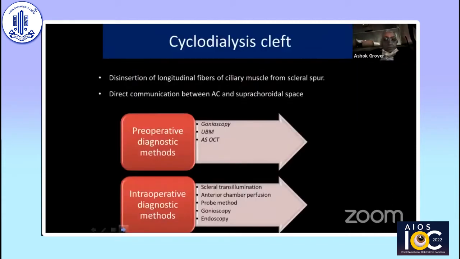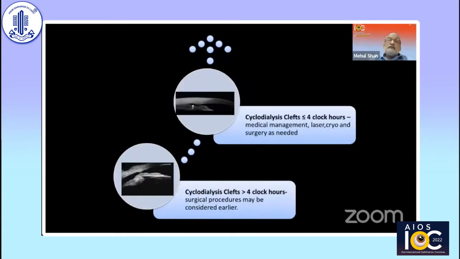Basically, when you evaluate a cyclodialysis cleft, either preoperatively or intraoperatively, you would like to look at the extent of the cleft and the number of clock hours. Preoperatively, if the globe is intact, one can do a gonioscopy, and imaging modalities like UBM and anterior segment OCT can be used for evaluation. Intraoperatively, of course, scleral transillumination, and if the globe is intact, you can do an intraop gonioscopy also. If one has access to endoscopy, one can do an endoscopy to evaluate the cleft.